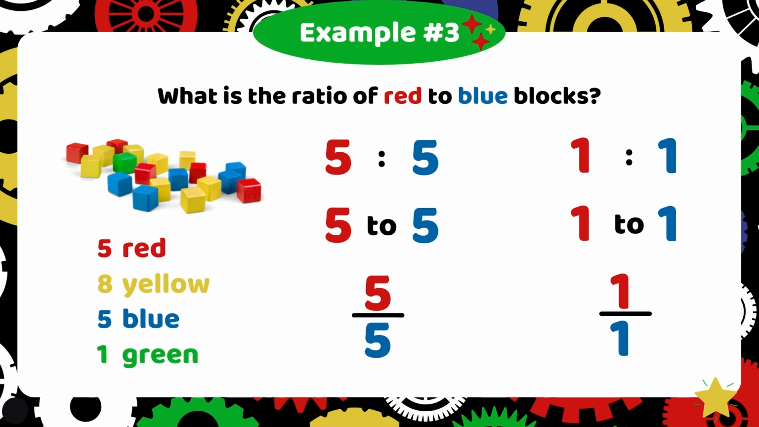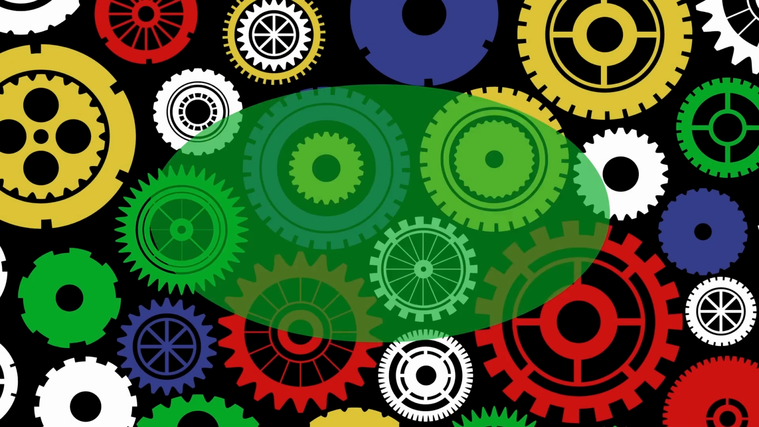This means that no matter how big or small the group is, we would have a ratio of 1 to 1 red to blue blocks. So for every red block, we would have the same number of blue blocks.